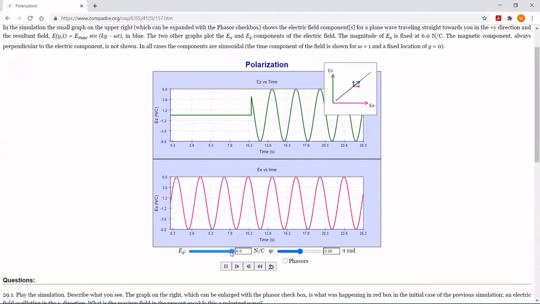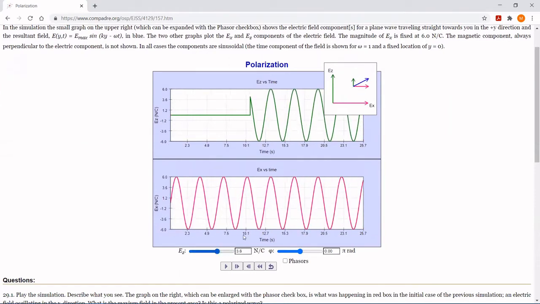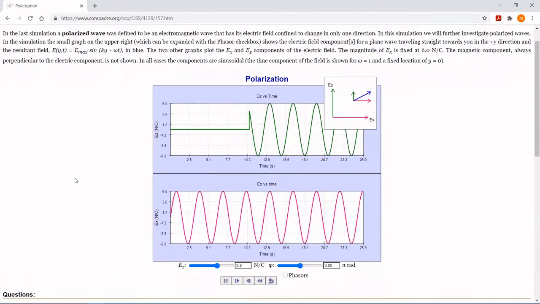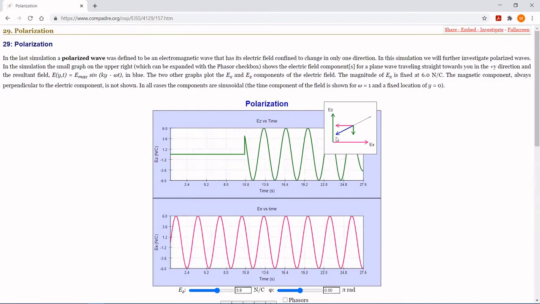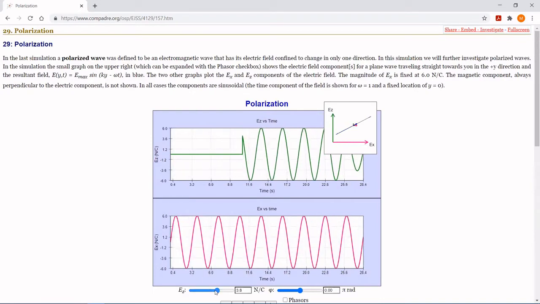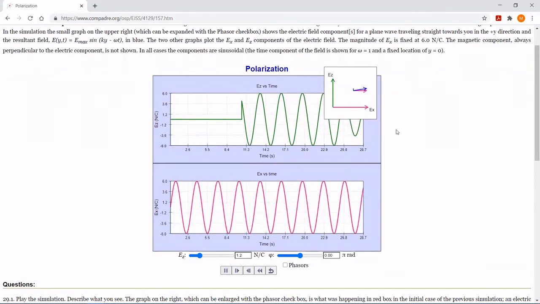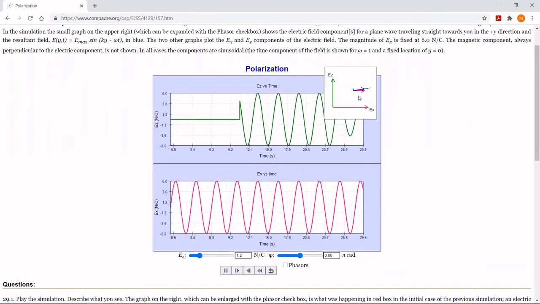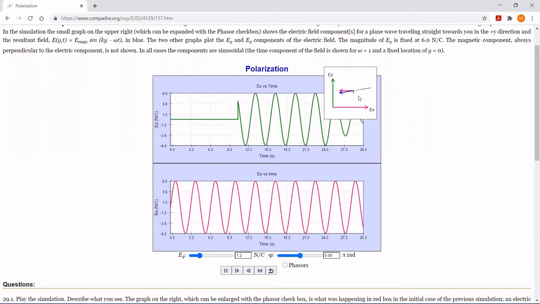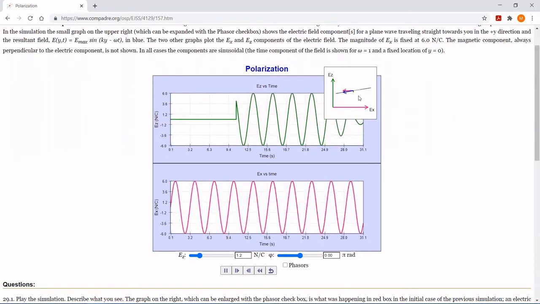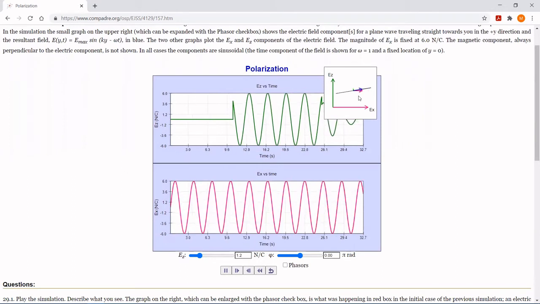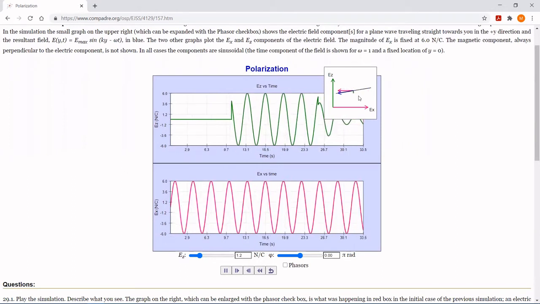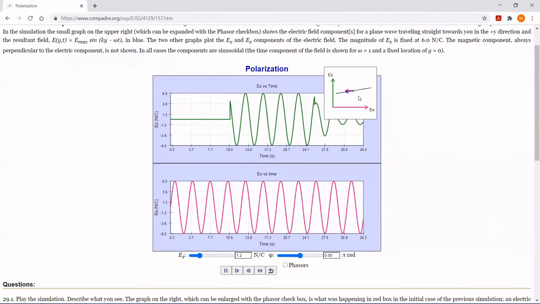What happens if I decrease the z component? Now you can see that the blue vector is not at 45 degrees from the x-axis. I'll change it even more here. Okay, so by changing the ratio of the magnitudes of Ex and Ez, or I should say the components of the amplitude vector, by changing that ratio, you can change the direction that the amplitude vector points.